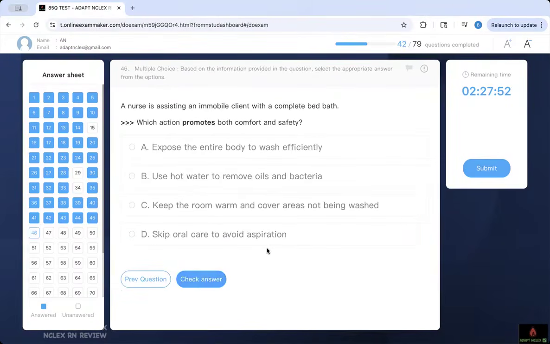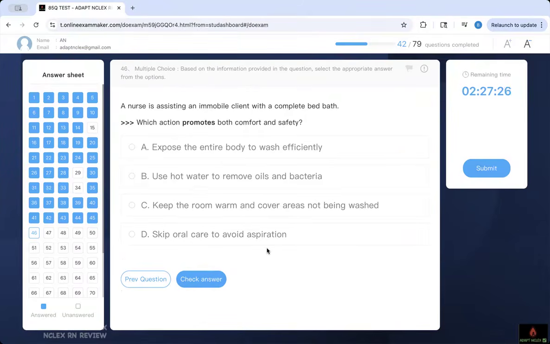And then she's assisting an immobile client with complete bed rest. Which action promotes both comfort and safety? Always go for the buzzwords, comfort and safety. Therefore, the answer choice should have comfort and safety. I don't know how else I can explain it to you, but comfort and safety is the key.